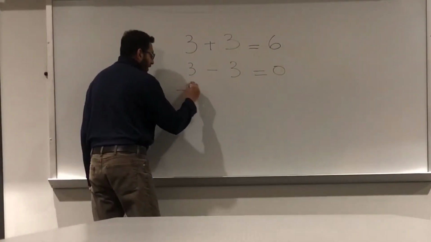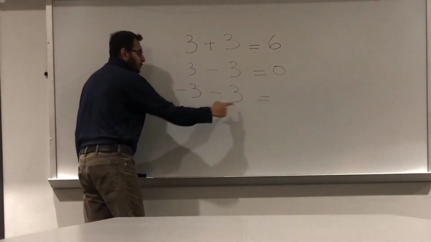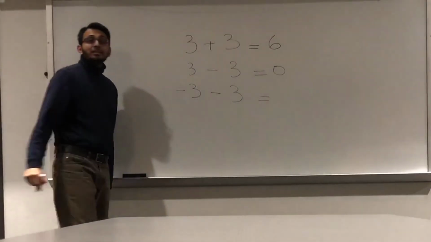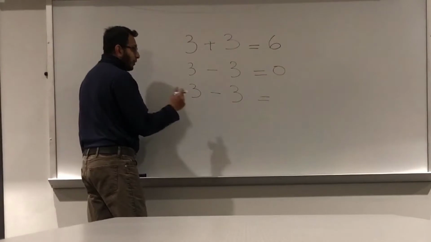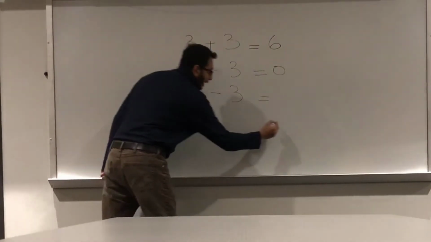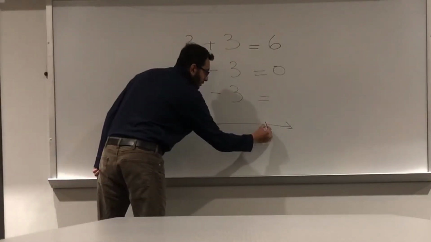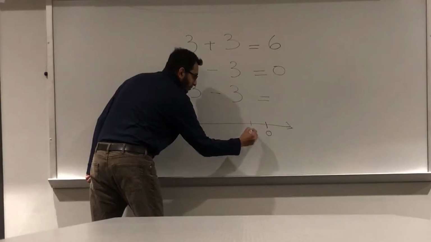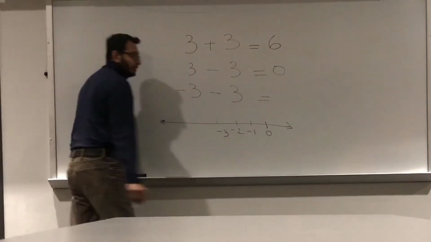Similarly, if you have a negative 3 minus 3, now you're dealing with 2 negative numbers. 2 negative numbers always tend to add, so it makes it more negative. In order to better explain it, let's have a look at this line. Let's say this is my point number 0. And this is negative 1, negative 2, negative 3.